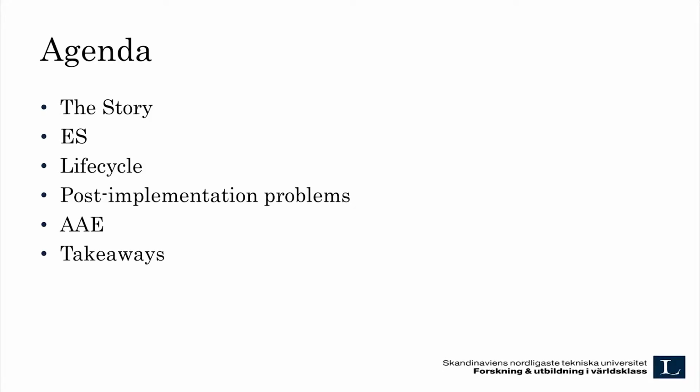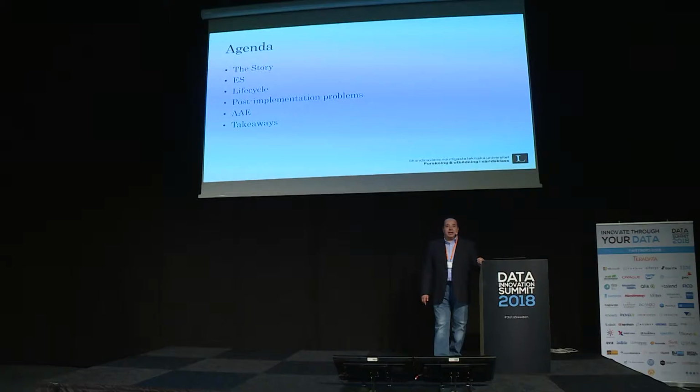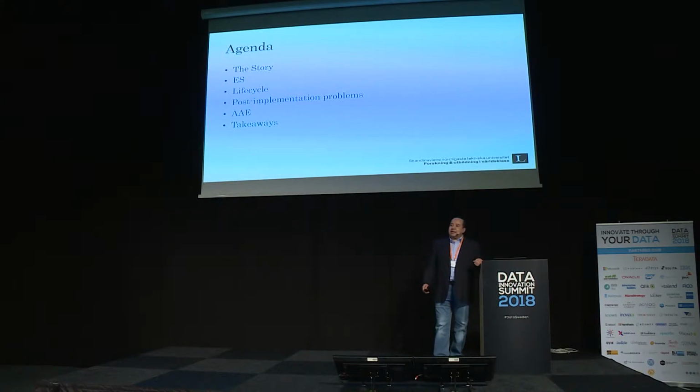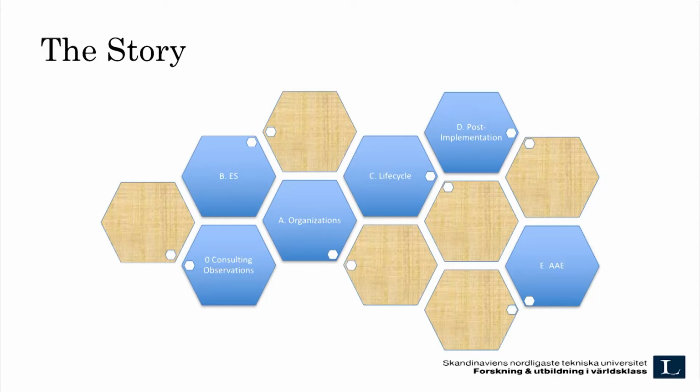Okay, so this is the agenda. I'm giving you the context about this research and the story, and then I'll talk about enterprise systems. I'll talk also about the life cycle, the problem that we try to investigate further in this research, and some of the results that we'll share with you. And in the end, we'll talk about some little giveaways that might help some people here in the room to address a similar problem. So what is the story of this research?